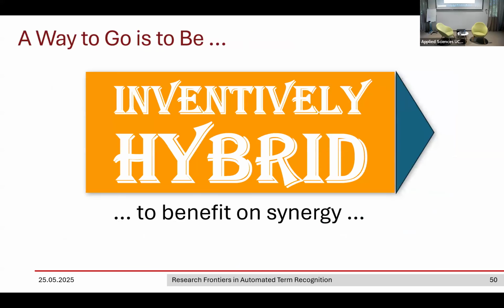So a way to go is to be inventively hybrid and benefit from synergies between different families and different methods in order to get more reliable and better performing results.